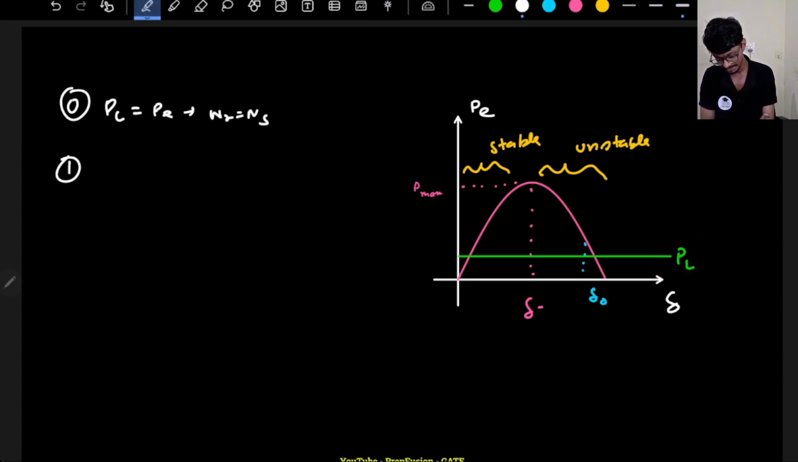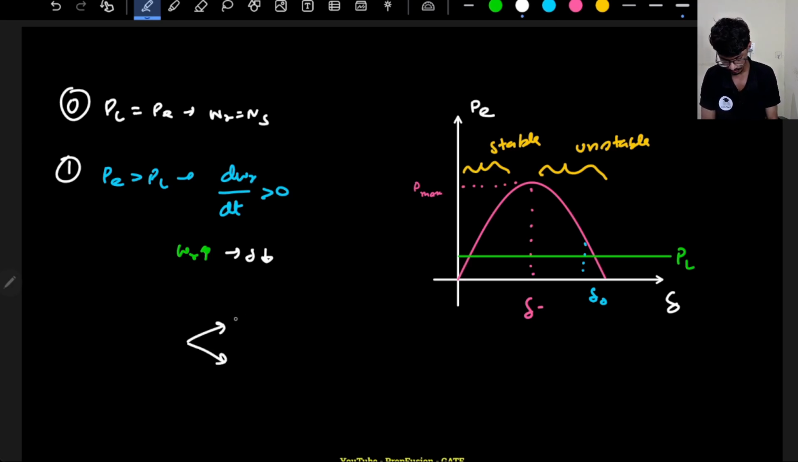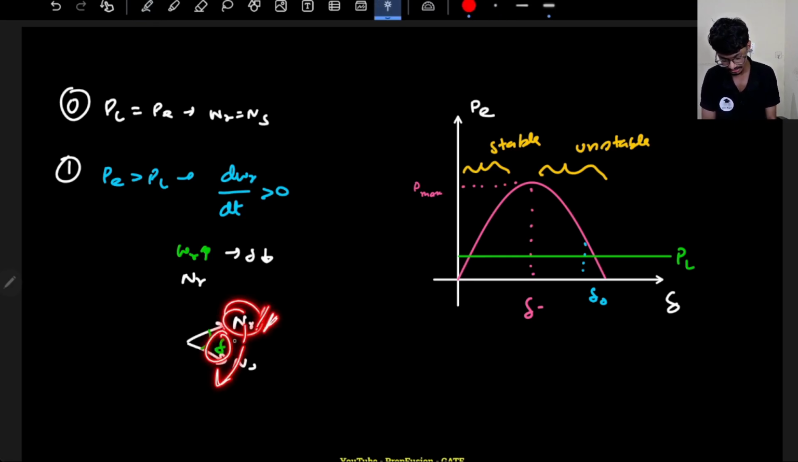So now at this instant my PE is greater than PL. That means my d omega r by dt is greater than 0. That means my omega r is increasing. If omega r is increasing, that means delta will reduce. If you see here, this is nr, ns. So basically your ns is rotating with the same speed, but nr is increasing. If nr is increasing, this delta will simply reduce.